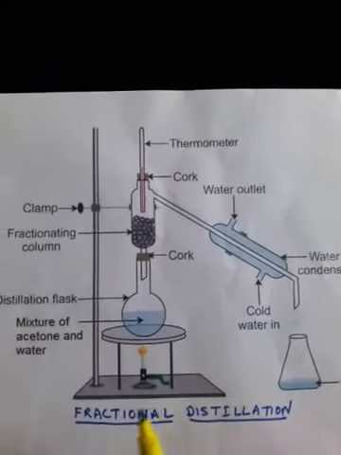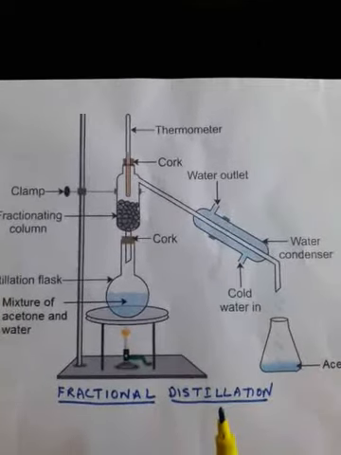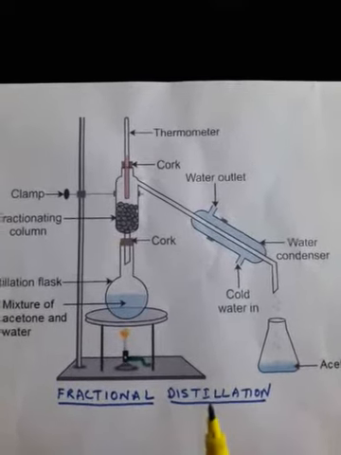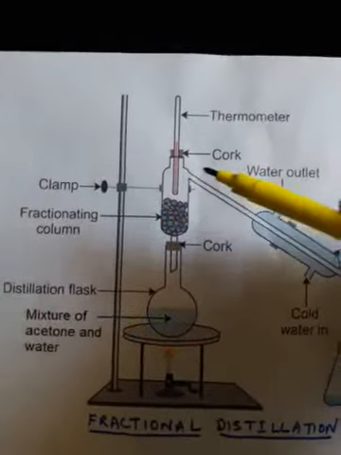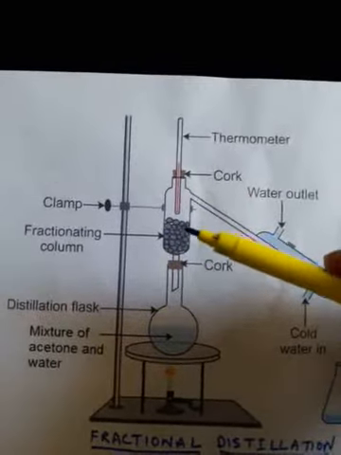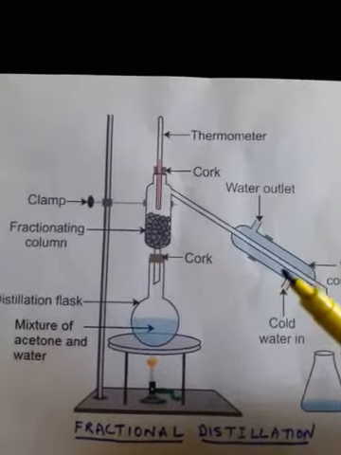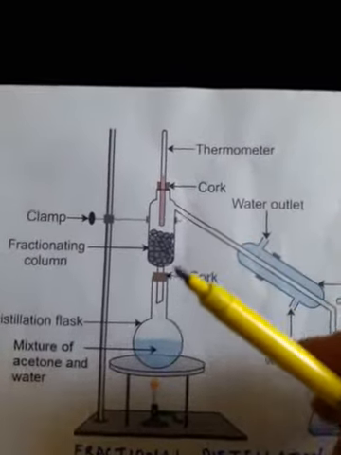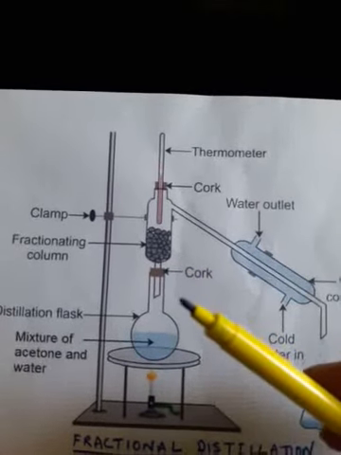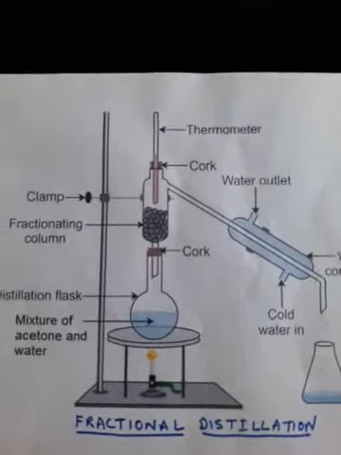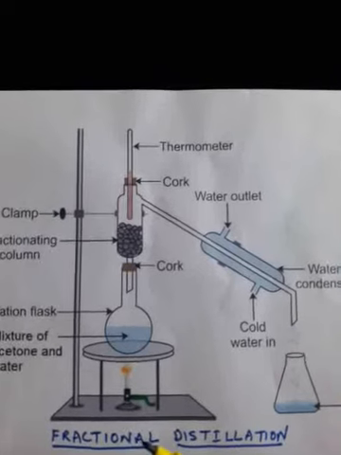Now, what is the difference between the simple distillation method and the fractional distillation process? This method is very similar to simple distillation, except that it has a fractionating column in addition to the other apparatus, that is, the distillation flask and condenser. One fractionating column with glass beads is added extra in this fractional distillation process. A simple fractionating column is a tube packed with glass beads.